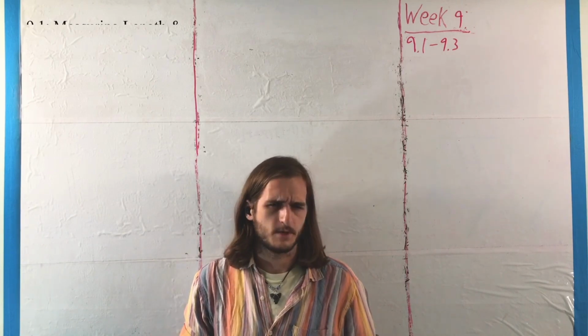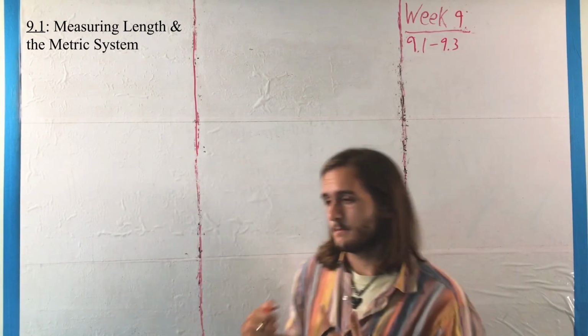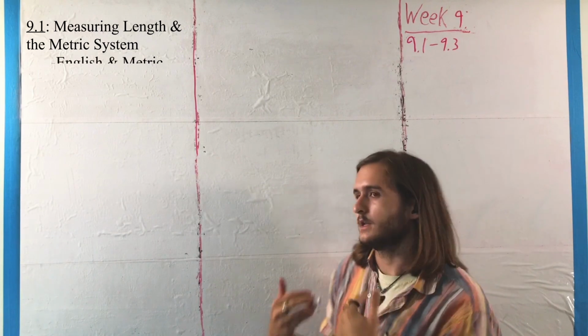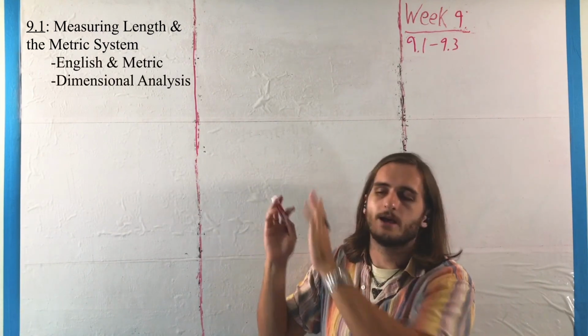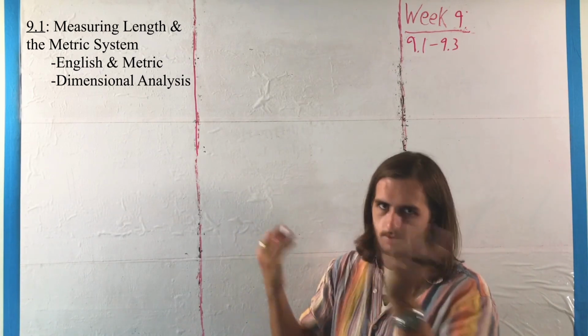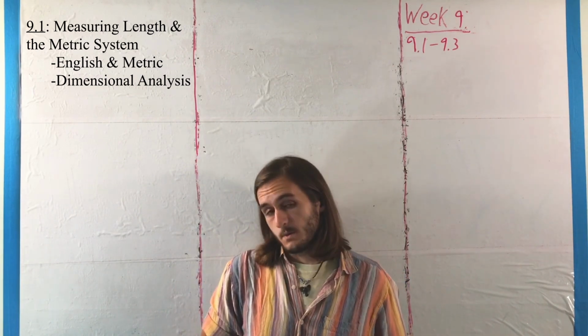Chapter 9 is pretty basic stuff, in my opinion. It's talking about measurements. In 9.1, we're looking at measurements in terms of length and some comparisons between the metric and English or imperial systems, as well as a thing called dimensional analysis, which is a very fancy way of saying unit conversion. We're just converting units between different schemes and different values for what we might be looking for.